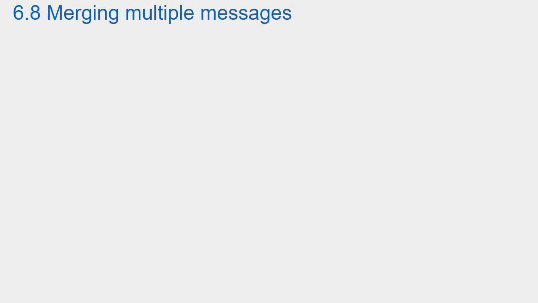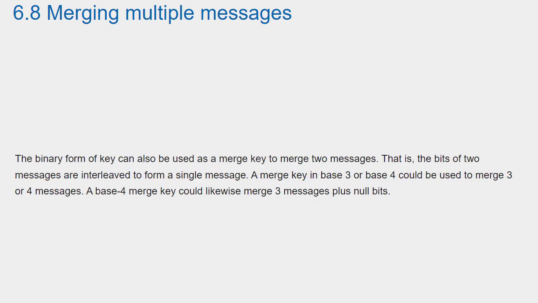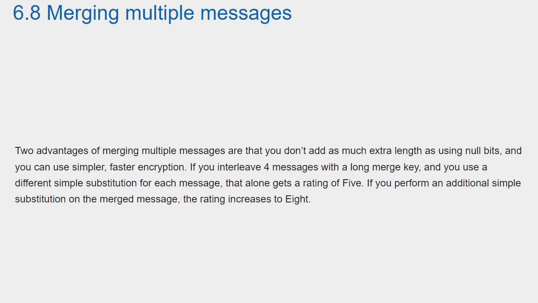Section 6.8. Merging multiple messages. The binary form of key can also be used as a merge key to merge two messages. That is, the bits of two messages are interleaved to form a single message. A merge key in base 3 or base 4 could be used to merge 3 or 4 messages. A base 4 merge key could likewise merge 3 messages plus null bits.